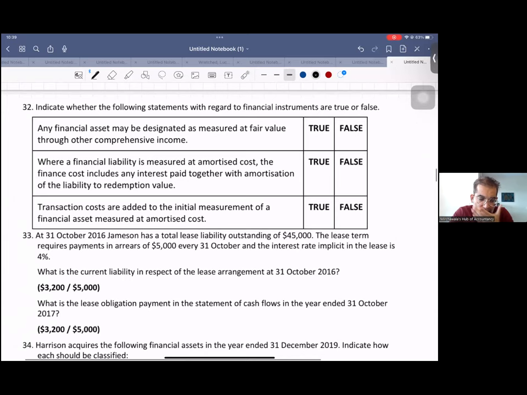Now, indicate whether the following statements with regard to financial instruments are true or false. A financial asset may be designated as measured at fair value through other comprehensive income. A financial asset may be designated as measured at fair value through other comprehensive income. Tell me, is it true or false? Any financial asset, see it is written, any financial asset, read this word.